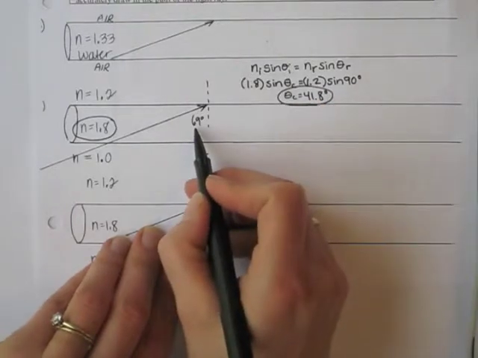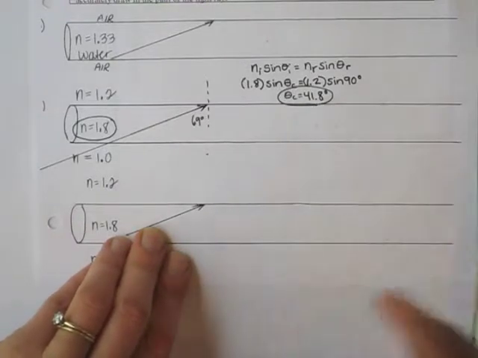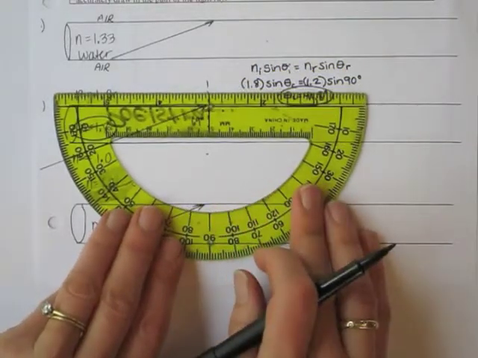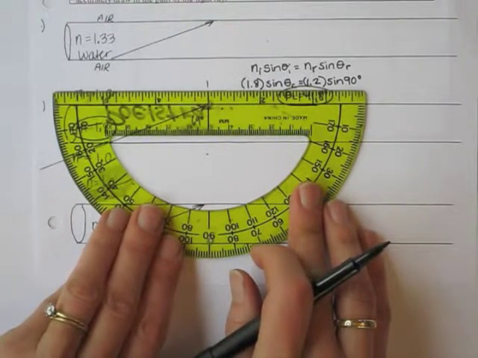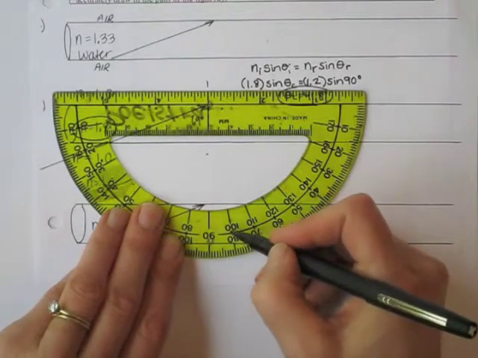So, is 69 degrees larger than 41.8 degrees? Yes, it is. So this light ray is going to show total internal reflection. And the angle of reflection is equal to the angle of incidence. So, 69 degrees.